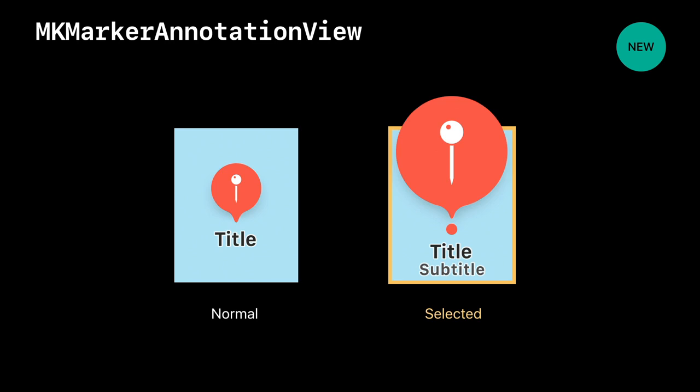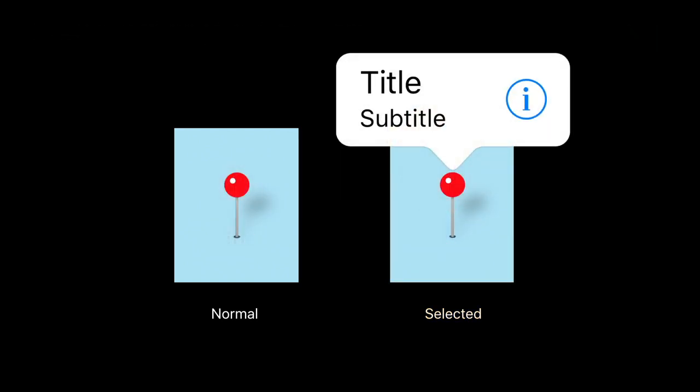Now, there is one more thing. We have to go back to the pin one more time. So if we look at this pin and the callout, there is one small little thing in the callout. You can add accessory views to them. You can have detail views to them. You can configure them.